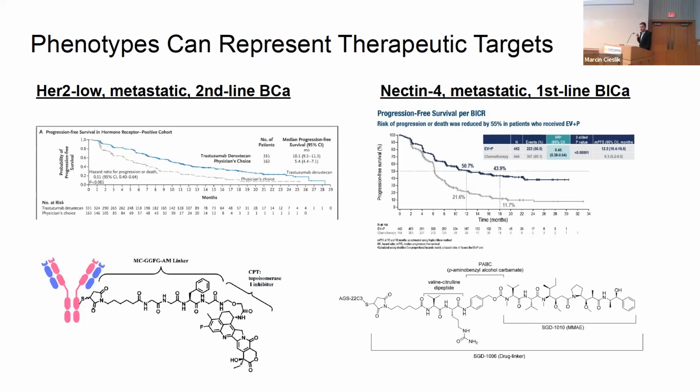And similarly, just this week, the results of a trial read out where first-line metastatic bladder cancer was treated with a very similar antibody-drug conjugate, which targets Nectin-4, again, a protein that is expressed on the surface of bladder cancer, in the metastatic setting as a first-line therapy. Why is this important? Because we haven't seen really advances in the treatment of first-line bladder cancer for 30 years. So targeting the phenotypes sometimes actually gives meaningful benefit to patients.